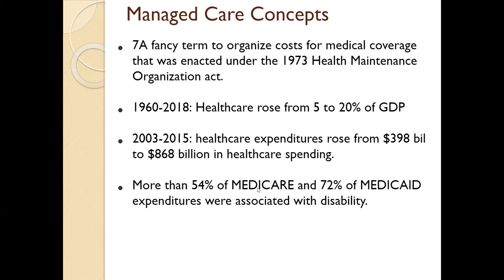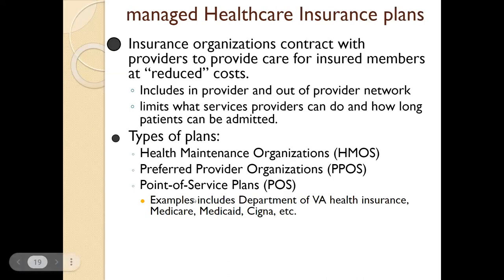Basically, in a nutshell, healthcare insurance is needed, state and federal. When we're talking about healthcare insurance plans, in an overview, insurance organizations contract with providers who provide care for insured members at a reduced cost, quote unquote. It includes in-network or out-of-network providers. I'm sure most of you know what that means. It limits what service providers can do and how long a patient can be admitted.